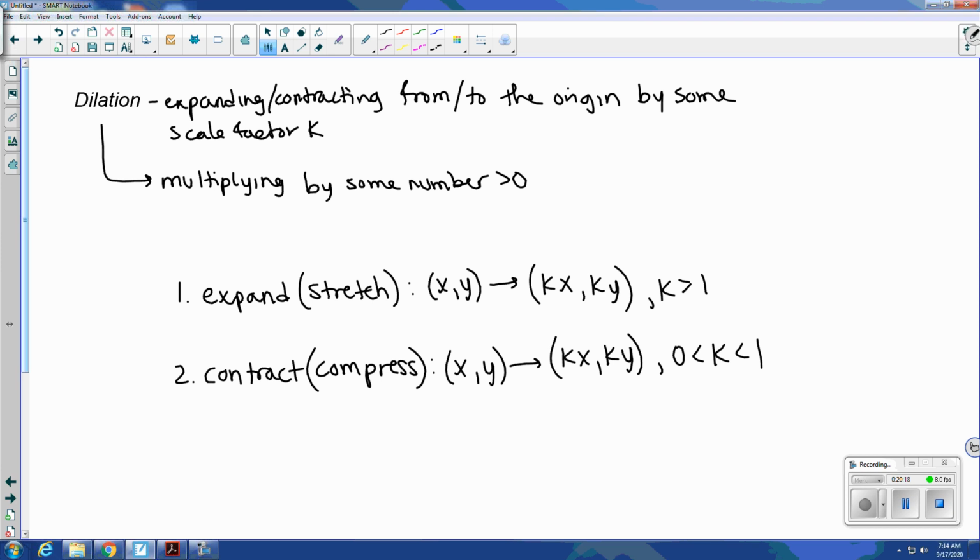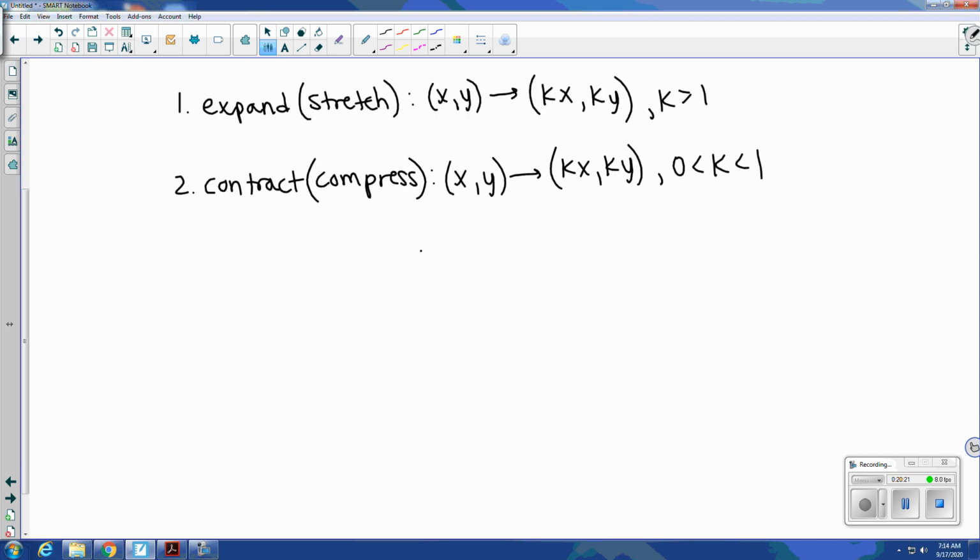So again, what are we going to look at here visually, just so you can get an idea? We might have some point, and if we want to expand it away from the origin, so this is at 2, 1. Say we want to do an expansion or a stretch by 2. The new point, we multiply both coordinates by 2. We're now at 4, 2. To give you an idea of what happened, it is now twice the distance away from the origin. That is what happens with the expansion.